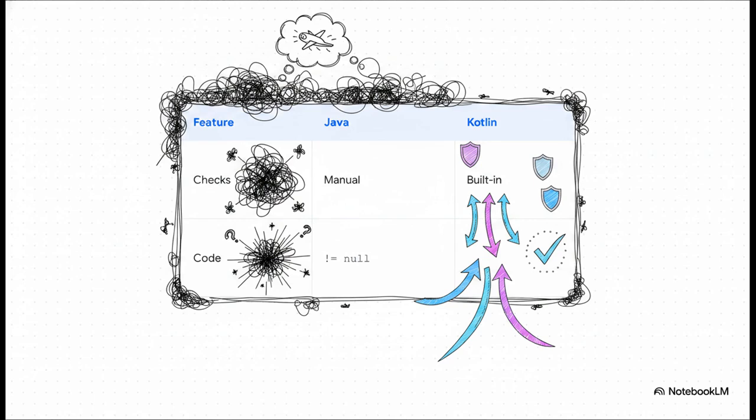I mean, the Java approach, you check everything manually with these super verbose blocks of code, or you just cross your fingers and pray it doesn't crash in production. You're literally forced to write if user is not equal to null every single time you want to do something safely. But with Kotlin, null safety is built right into the type system itself. It handles it safely in one go.